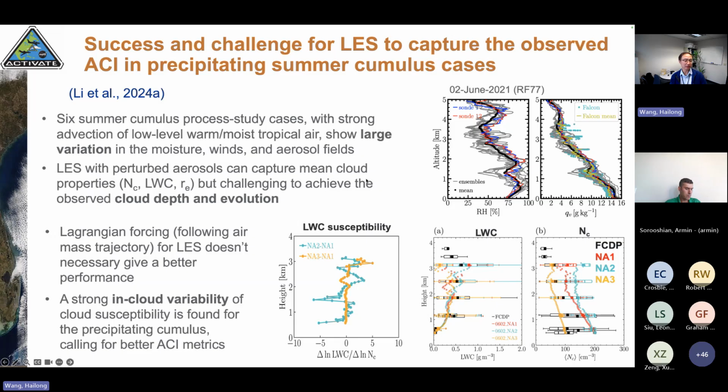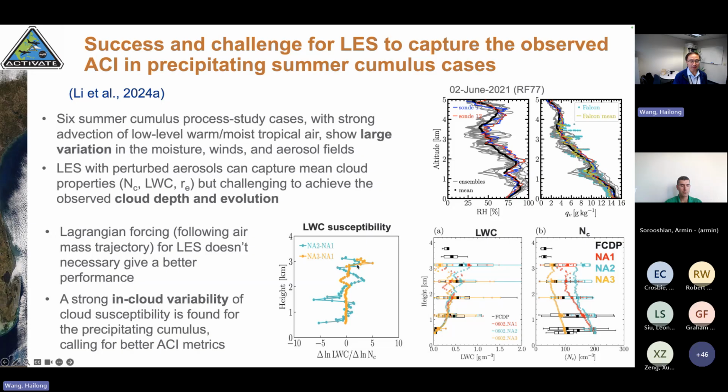There's also a challenge from the even larger variation in the moisture, you can see in the drop zones, moisture and wind fields. Even when we tried Lagrangian forcing, using the back trajectory to predict the location of the system, it didn't help much. Another interesting finding is about the liquid water content susceptibility, and it varies with height in the simulated cumulus case.